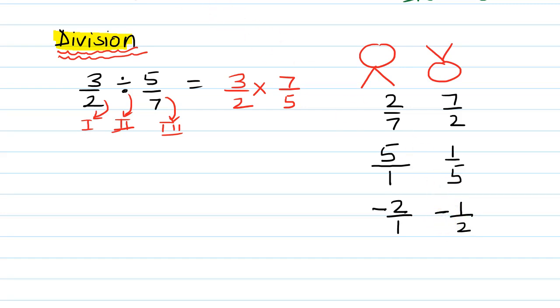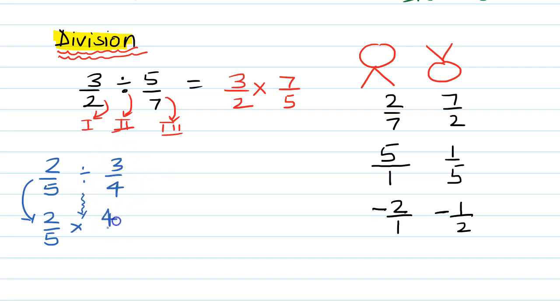So let's see a couple more questions, like if it is 2 over 5 and 3 over 4. So what you need to do, write down the first fraction as it is, change this division sign with a multiplication sign, and the reciprocal of 3 over 4.